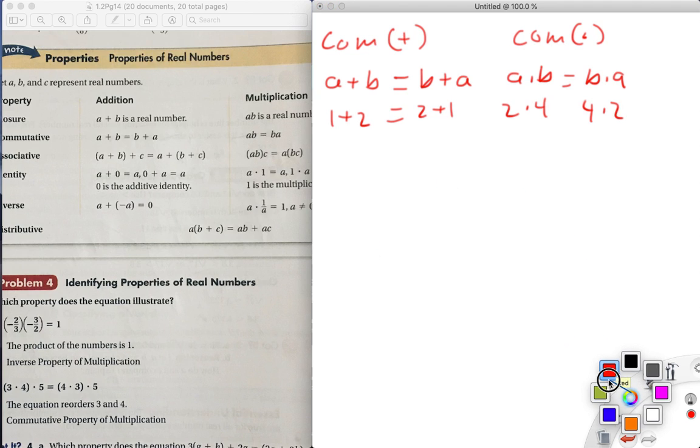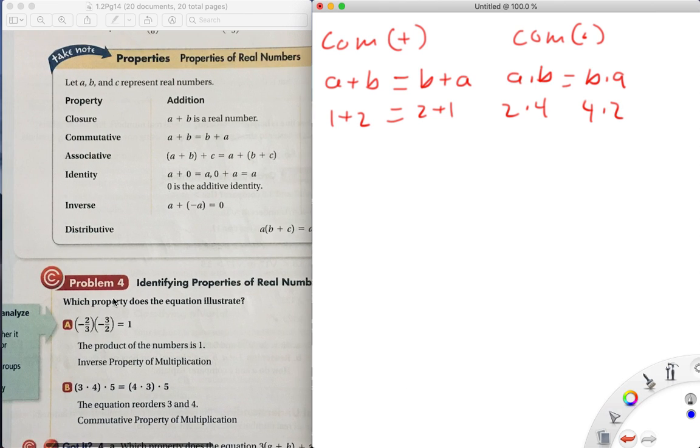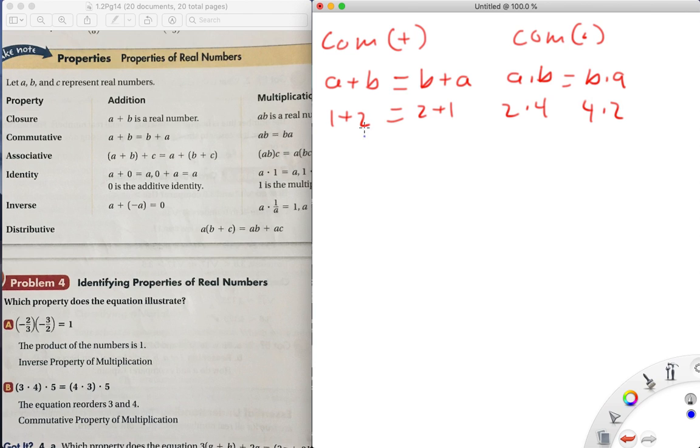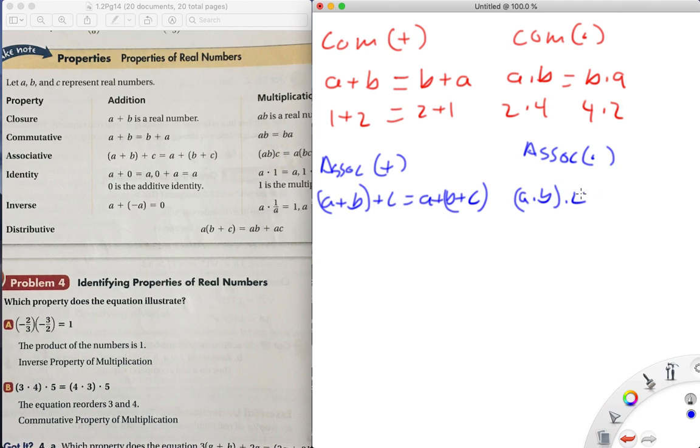Then we have the associative property. The associative property of addition says that if I have 3 or more things that I'm adding, and the associative property of multiplication, if I'm multiplying 3 things, it doesn't matter which 2 I add first, they're going to give me the same answer.